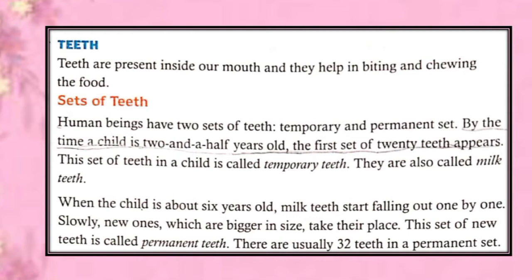Next is sets of teeth. Human beings have two sets of teeth, temporary and permanent set. By the time a child is 2.5 years old, the first set of 20 teeth appears. This set of teeth in a child is called temporary teeth. They are also called milk teeth.